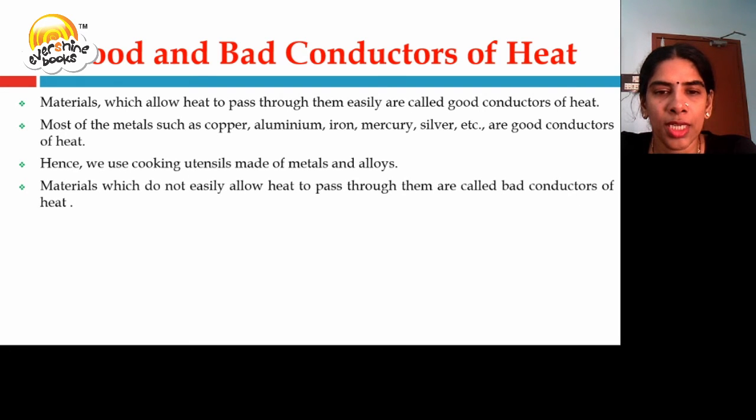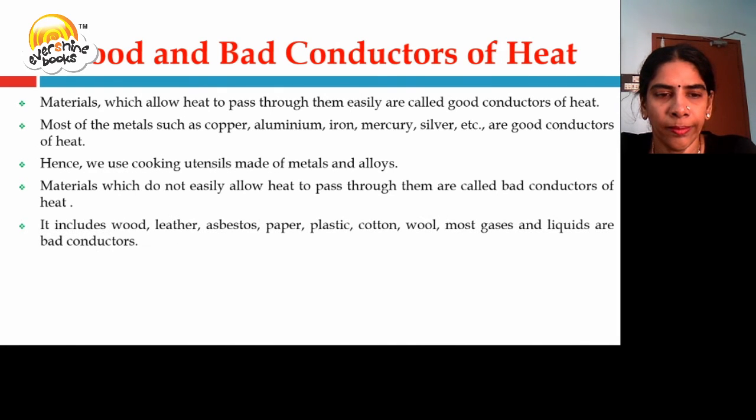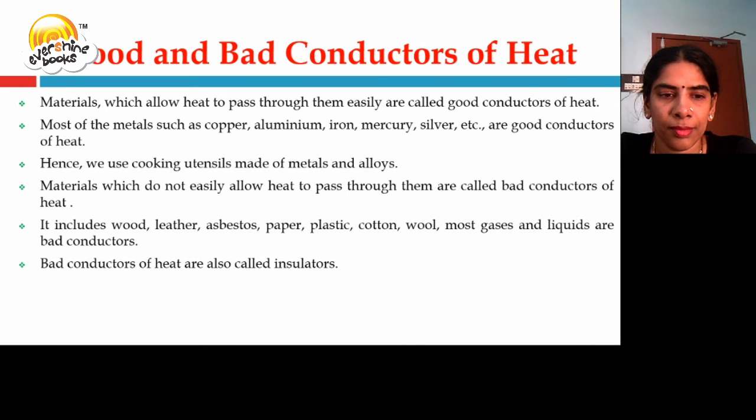Materials which do not easily allow heat to pass through them are called bad conductors of heat. These include wood, leather, asbestos, paper, plastic, cotton, and wool. Most gases and liquids are said to be bad conductors of heat. Bad conductors of heat are also called insulators.